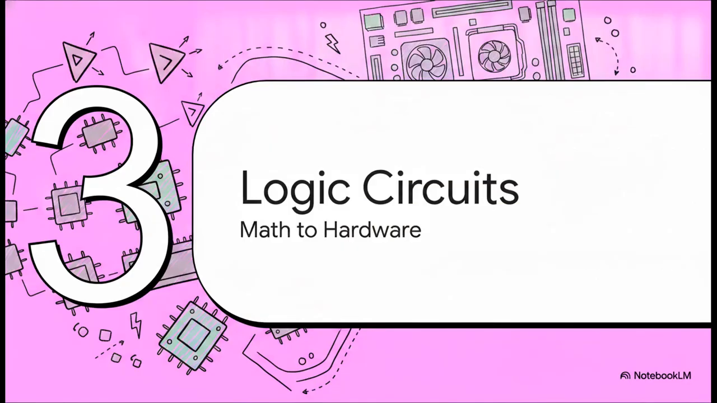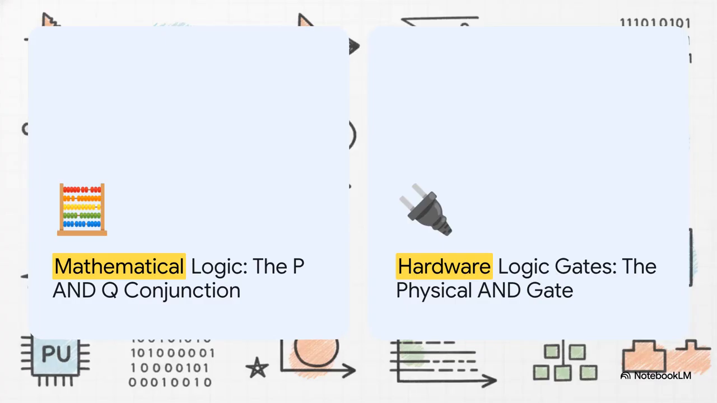Section 3. Logic circuits, moving from math to hardware. We can literally translate that abstract math we just talked about right into physical logic gates within a circuit board. You see the mathematical concept on one side, and on the other, a physical piece of hardware called an AND gate. Electrical engineers literally take these exact truth tables and build microscopic gates out of silicon. Electricity flows through if the conditions are met and stops dead if they aren't. Your computer's processor is essentially millions of these gates constantly evaluating true and false at lightning speed.